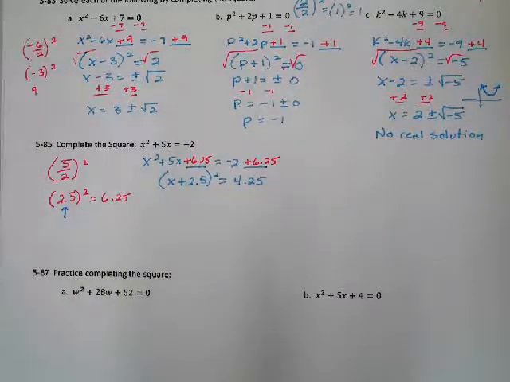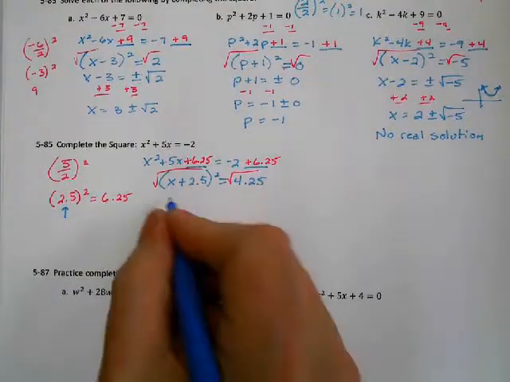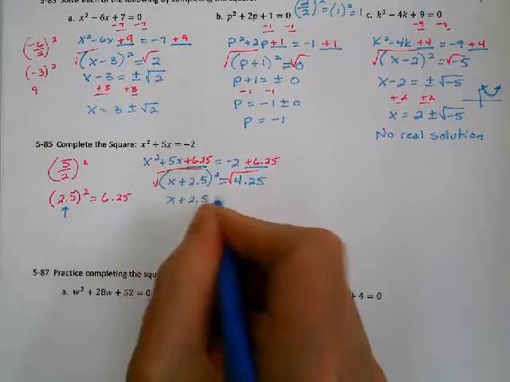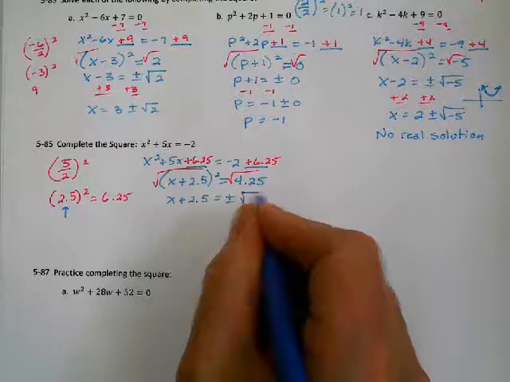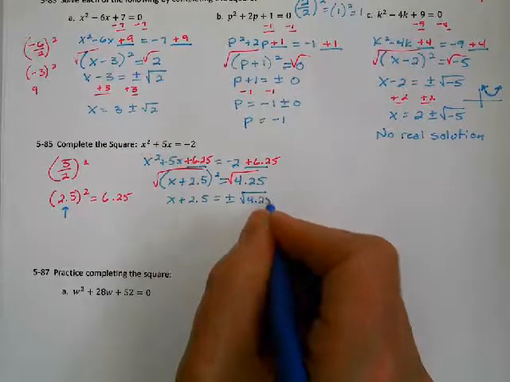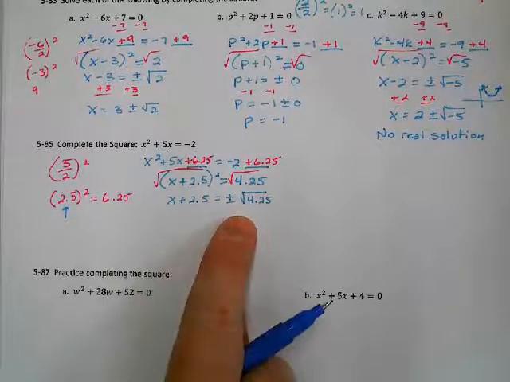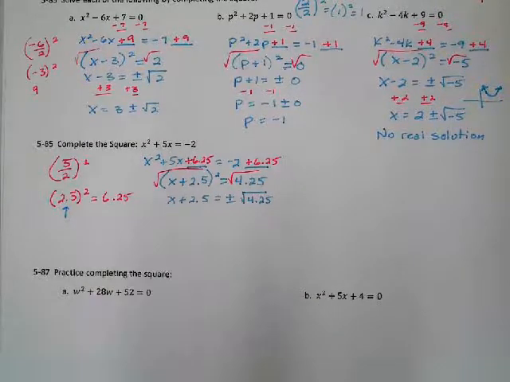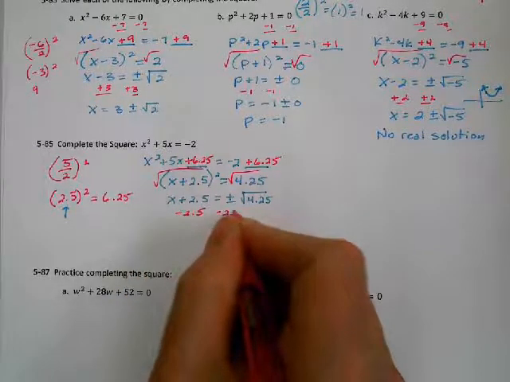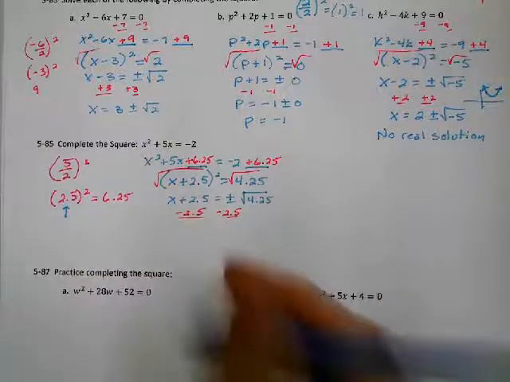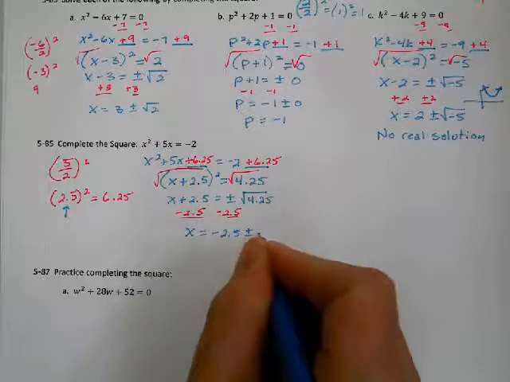At this point, we can take the square root from both sides. Remember, when we take the square root from both sides, we have to include plus or minus to show that we could have a positive answer or a negative answer. 4.25 is not a perfect square. So at this point, I can just subtract 2.5 from both sides. And I get x is equal to negative 2.5 plus or minus the square root of 4.25.